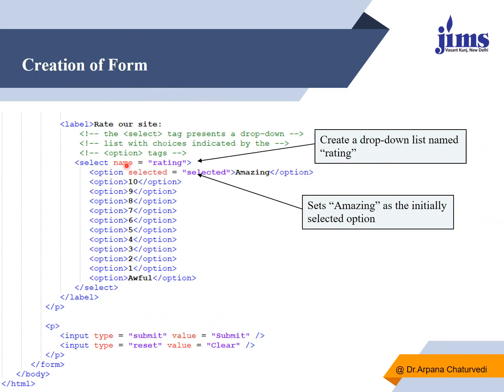Now to create a list box, we will start with the select tag. select name equals, will give a name to the list box. Within this, the option tag will be coming. All the tags are paired tags. We will give the options in this. One option is selected, for which the value is also mentioned. selected equals within double quotes "selected", and the value we want to be selected at that particular time.